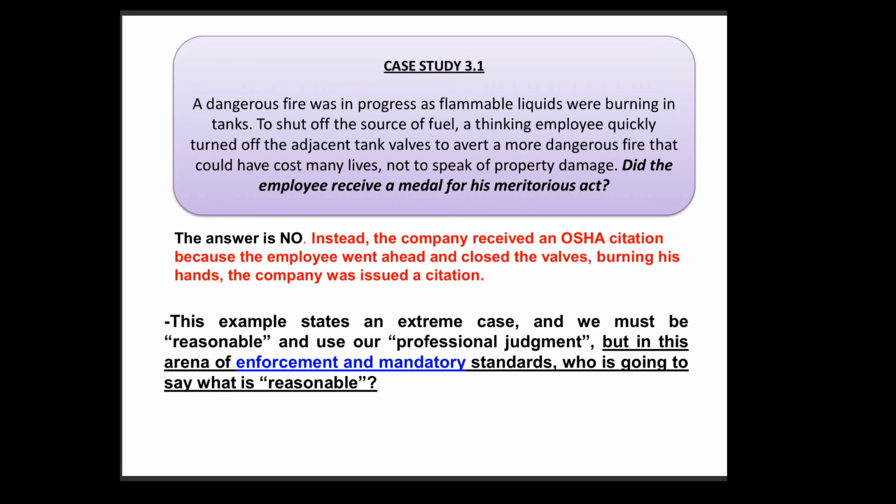This example states an extreme case, and we must be reasonable and use our professional judgment. But in this arena of enforcement and mandatory standards, who is going to say what is reasonable? This is the question. What is reasonable?